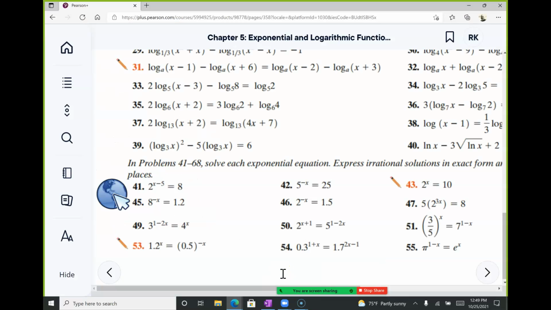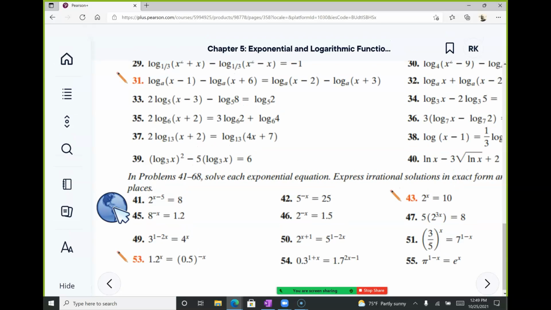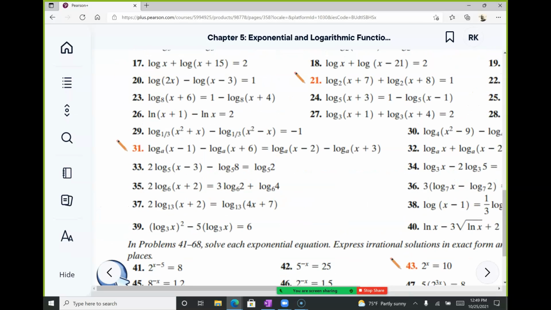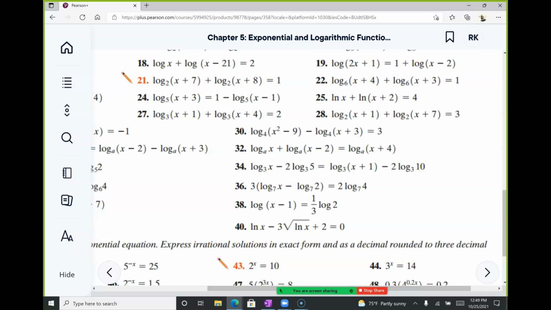Let's look at ones with a log. So solving a log equation. Number 17 to 40 here are pretty good. So if you want to get a picture of that right now, and then I'll slide over and get a picture of the right-hand side.